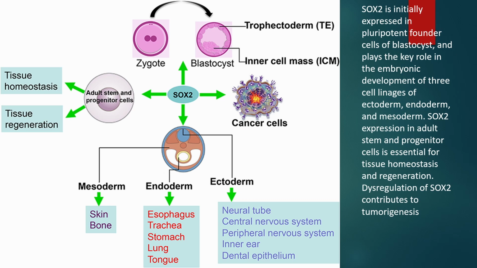SOX2 expression in adult stem and progenitor cells is also essential for tissue homeostasis. It is also very important for tissue regeneration. Dysregulation of SOX2 contributes to tumorigenesis and cancer.